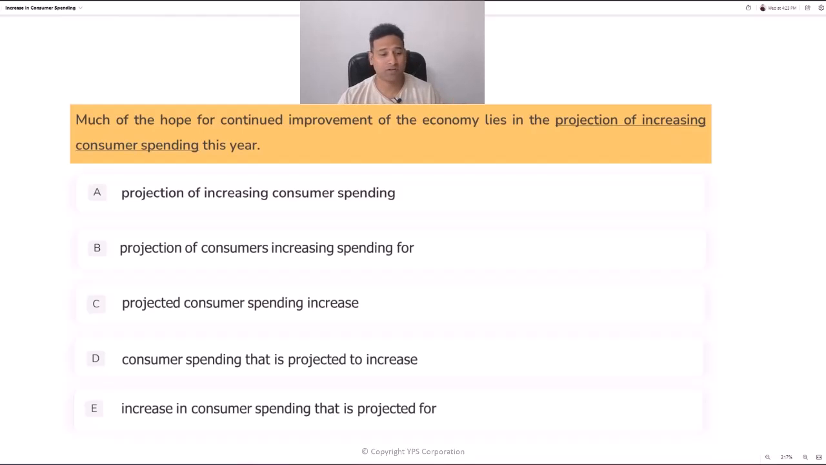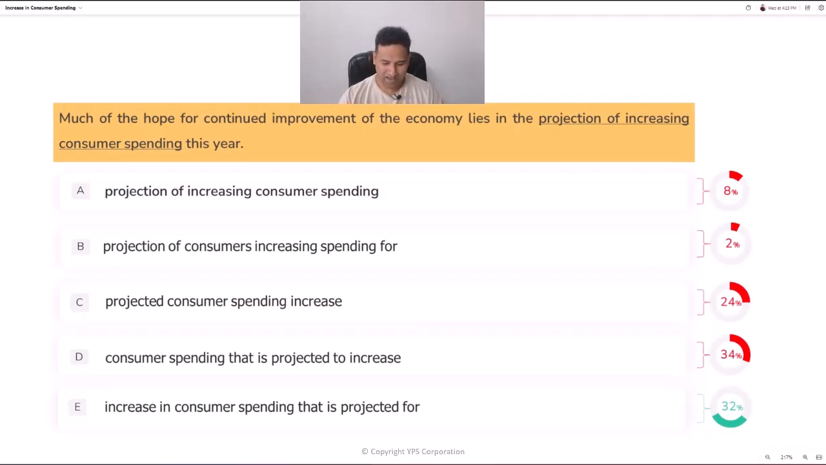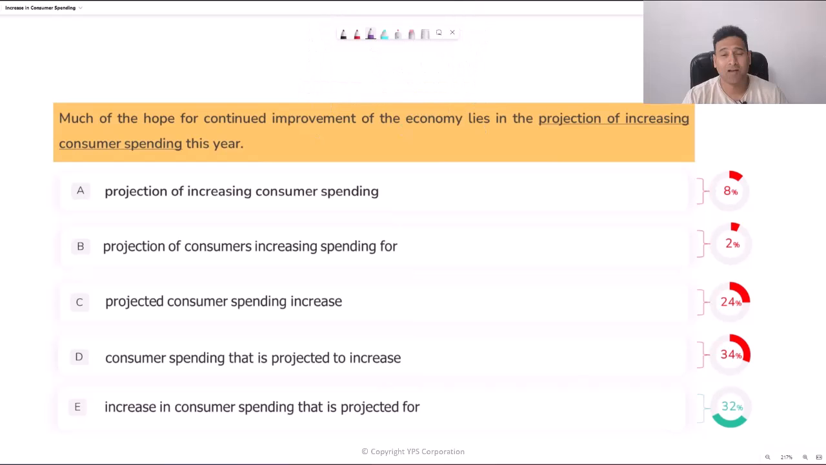Now, please pause this video and give this question a fair attempt so that there are no spoilers along the way. Alright, assuming you solve this question, let's take a look at the statistics. As you can see, the correct answer is E. Only 32% managed to get this question correct. A whopping 34% settled for answer choice D, and almost a quarter for answer choice C. Of course, A and B are the least favorite incorrect choices.